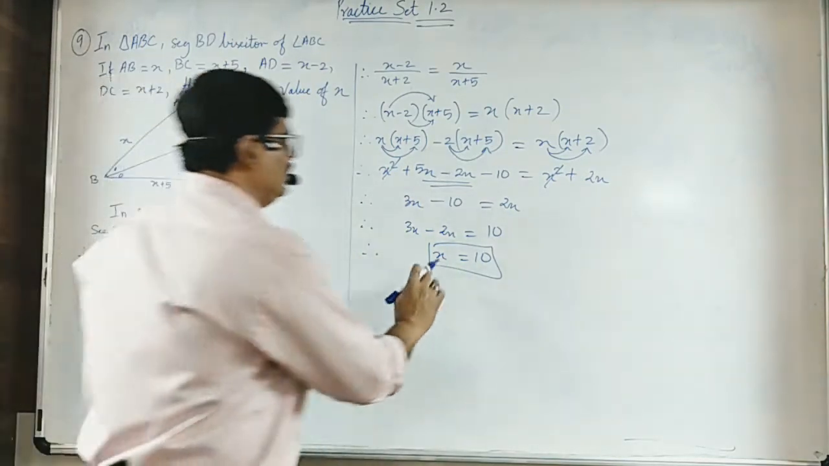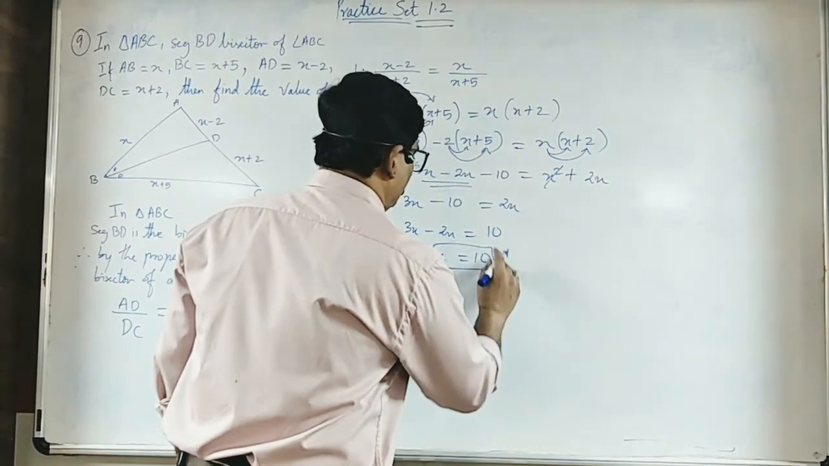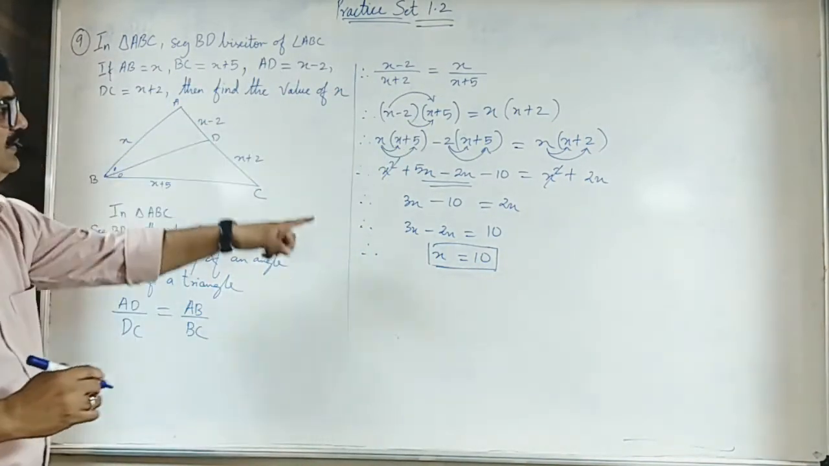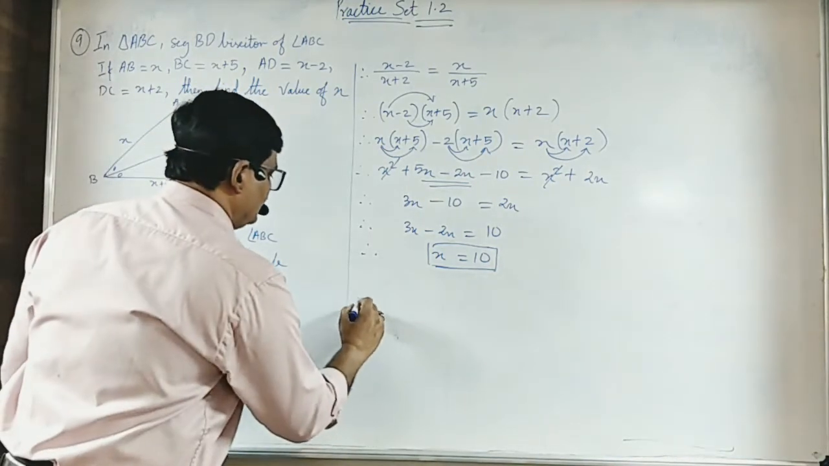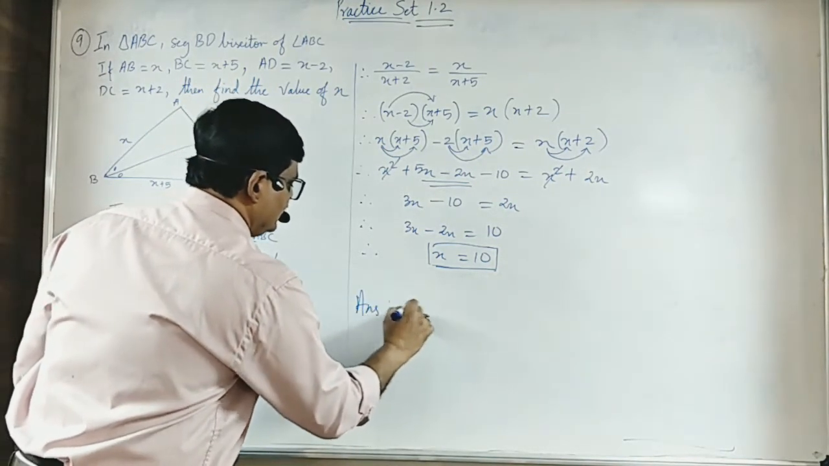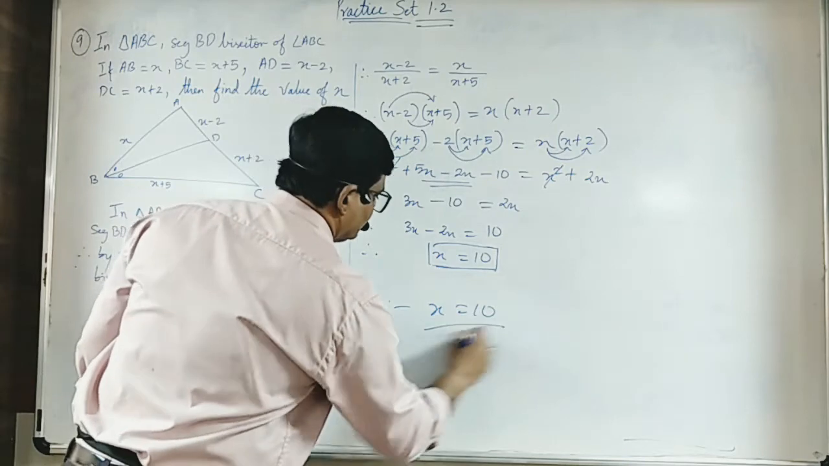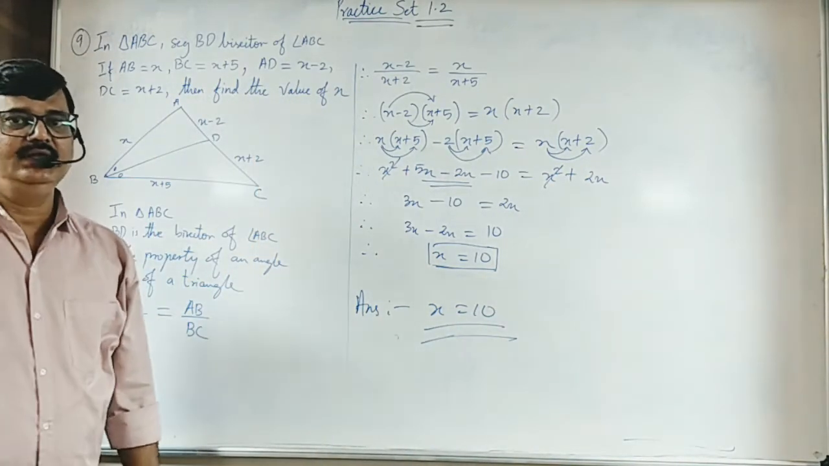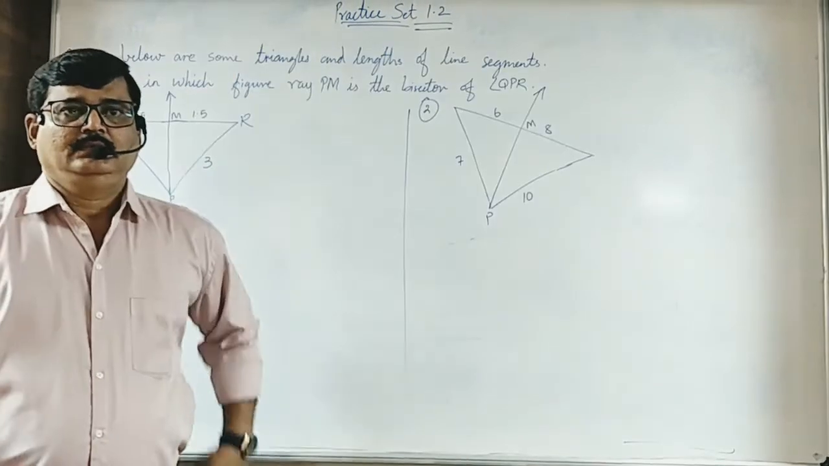They have told us to find the value of x. We got the value of x is nothing but 10. Therefore you have to write the answer: x is equal to 10, because they told us to find the value of x. Okay, fine. So this is how we finished the sum.